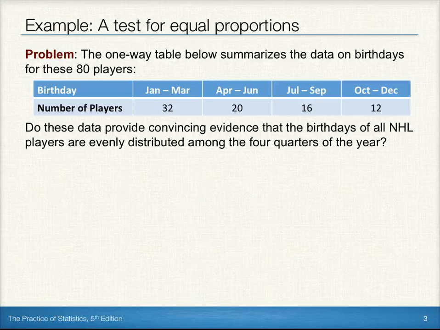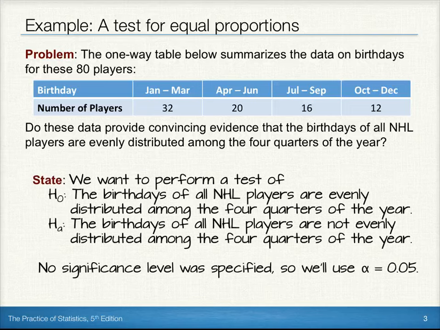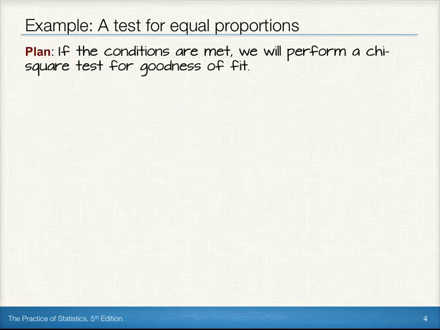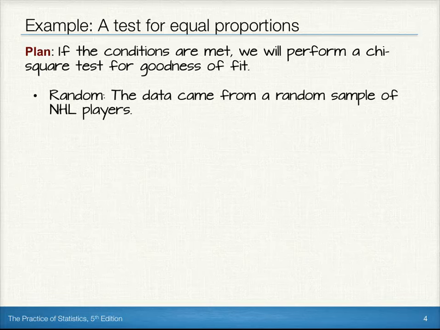So we want to perform a test of the null hypothesis, the birthdays of all NHL players are evenly distributed among the 4 quarters of the year, against the alternative, that the birthdays of all NHL players are not evenly distributed among the 4 quarters of the year. They didn't give a significance level here, so we'll use our traditional alpha equals 0.05. Well, first we'll have to check our conditions, and if the conditions are met, we'll perform a chi-square test for goodness of fit.